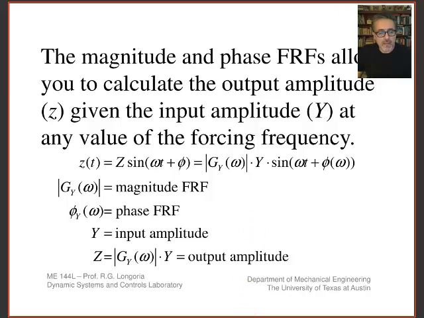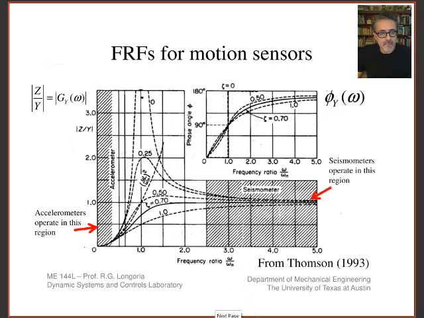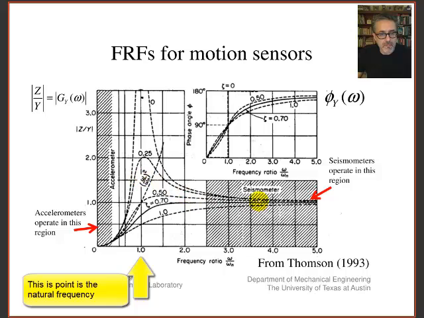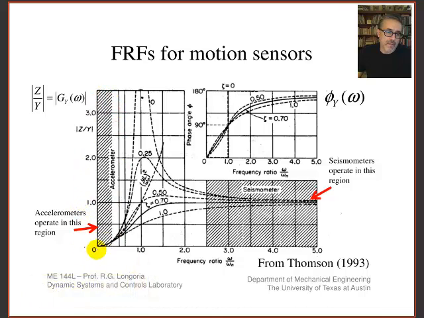I'm going to skip this slide, because you can plot these functions. And so look, this is a plot of Z over Y. This is a plot of this function G_Y, and you can see how it changes over frequency. And this is nice because it tells you, hey, if I'm in this region down here, this is where I want to design my accelerometers. This is where I want to design my seismometers.